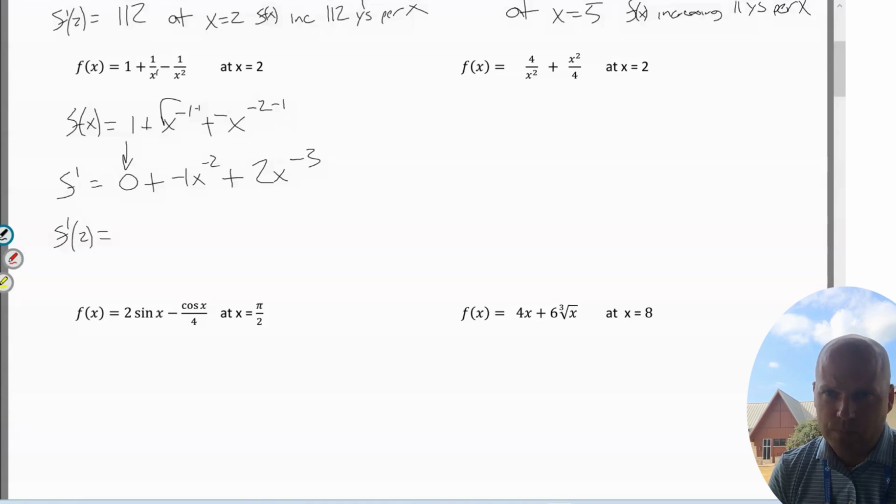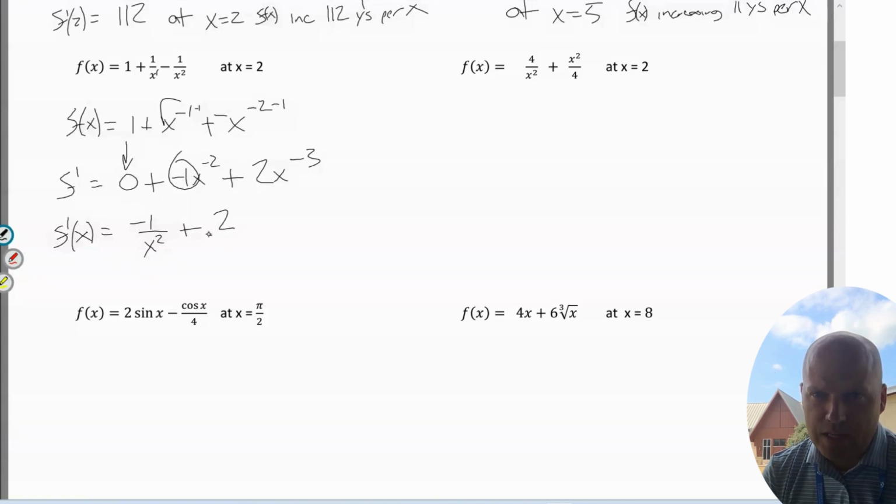Now at 2, I need to plug in 2, but the only way I'm going to plug in 2 is into something that is easy to plug into. I don't like negative exponents, so I'm going to rewrite it as positive exponents in denominators. The negative 1 stays, the x moves. The 2 stays, the x moves.